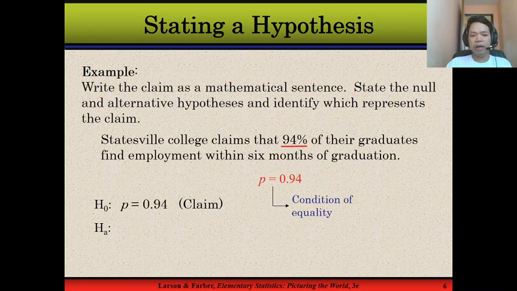Kung ang ating null hypothesis ay yung P is equal to 0.94 at nandun yung claim, how are you going to represent the alternative hypothesis? So ano ang complement ng equal? Siyempre not equal 0.94. So that is stating the null and the alternative hypothesis. Translating from verbal statement into mathematical statement. So, ulitin ko ulit, kapag kay null hypothesis, dapat nasa kanya yung equal sign. Kay alternative hypothesis, nasa kanya yung mga inequality symbols.